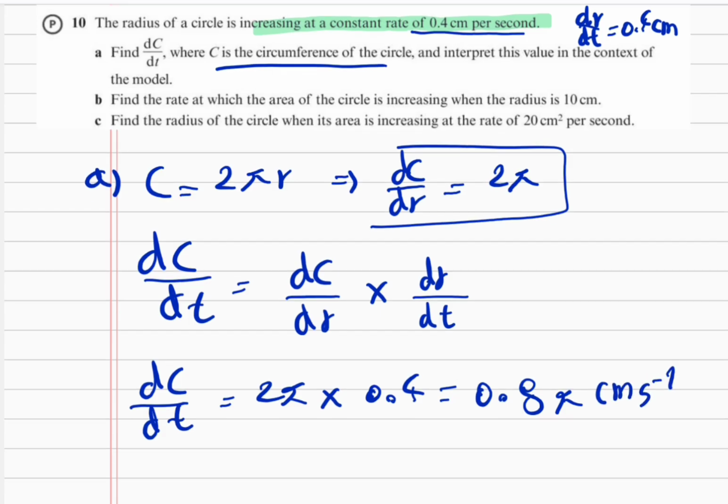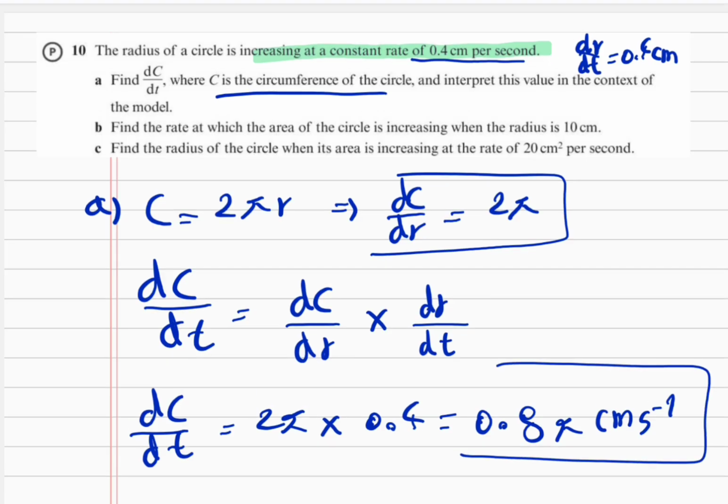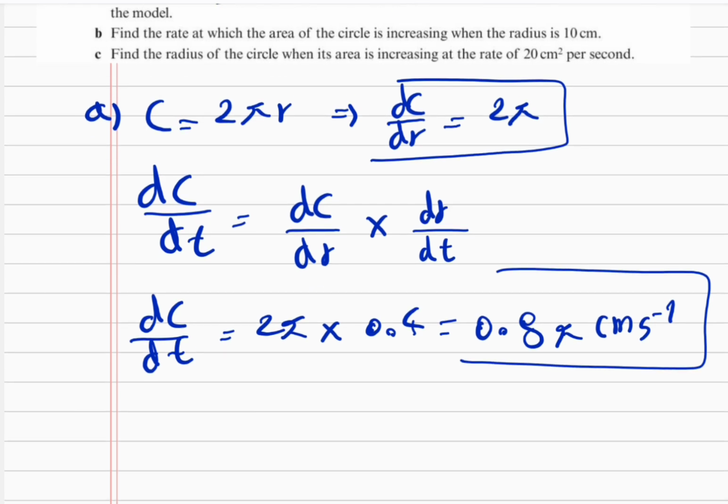Let's be consistent with the units, because the circumference has a unit of centimeter, and then dr/dt is per second, basically the unit of that. Okay, this is the answer to part A. Also, it has an interpretation question at the end. So what this means is that the circumference of the circle increases at a constant rate of 0.8π centimeters per second. So that's the meaning, basically. This is just the rate of increase of the circumference over time.